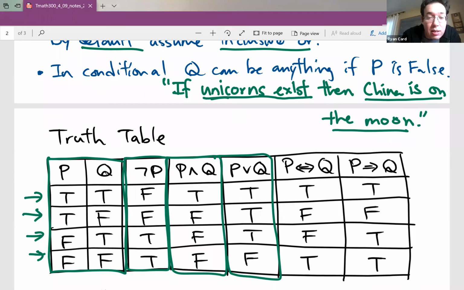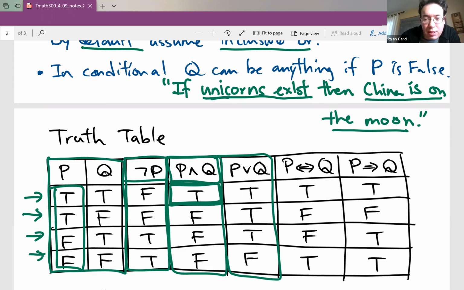Okay, so the connective not P flips the truth value of P. So if P is TTFF, then not P is FFTT. It flips the T into F, and it flips the F into T's. The connective P and Q, or P wedge Q, is true only when both P and Q are true. So this is the only time this is true. Every other combination of true and false gives you a false conjunction.